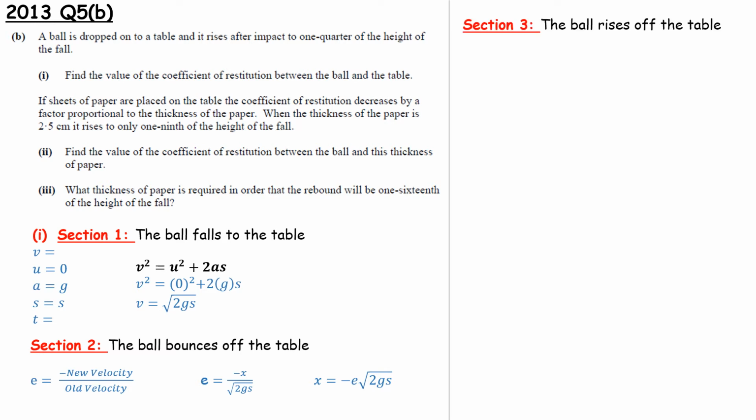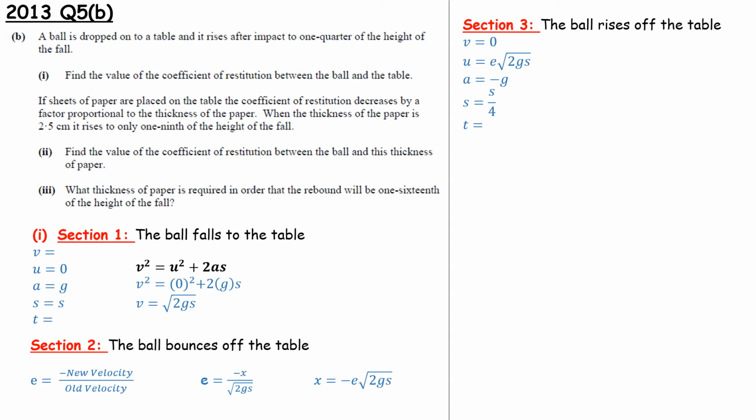We now have a third section, and that's the ball rises off the table. Now in this section, what we know is that it will rise to 1/4 of the height of the fall. So we said it fell a distance of s, so therefore it will rise to a distance of s over 4. So setting up our v, u, a, s and t, we get v is equal to 0, u is equal to e root 2gs, we're taking that as positive, that was our answer from section 2. We take gravity as minus because it's working against it, and then s is equal to s divided by 4, where s was that distance of the fall.